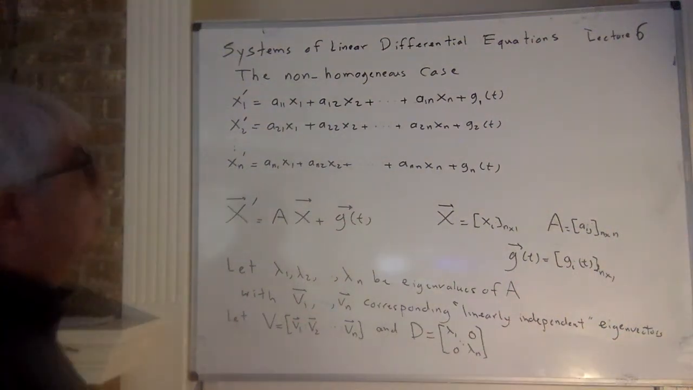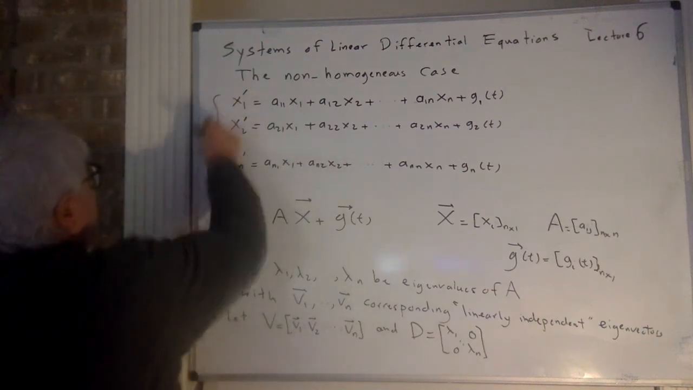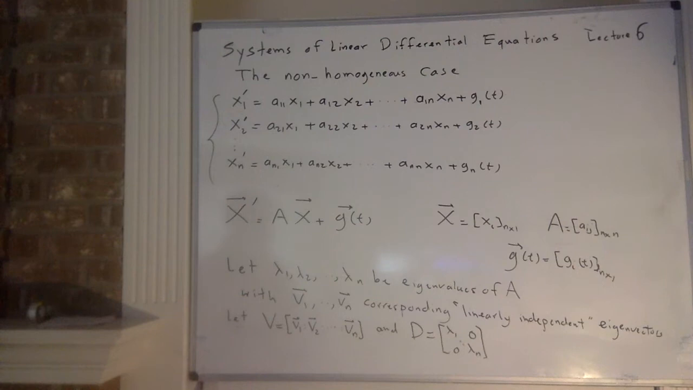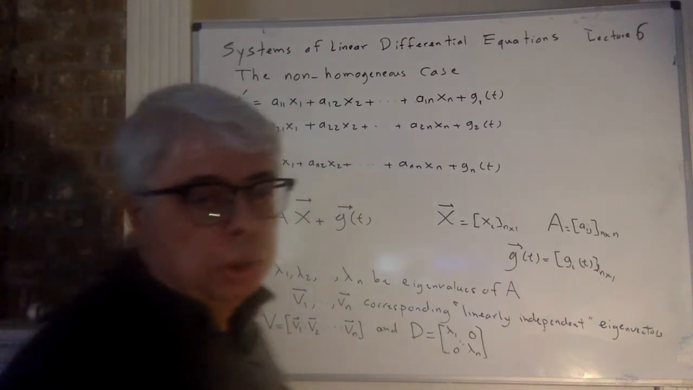Okay, so lecture 6, the non-homogeneous case. This is the setting. We have n linear differential equations in n unknowns, and we have g1, g2 up to gn.